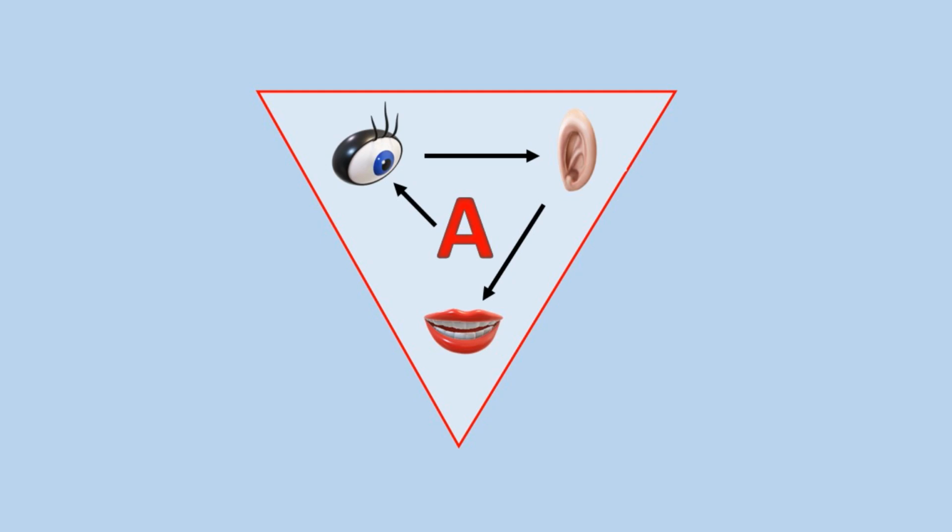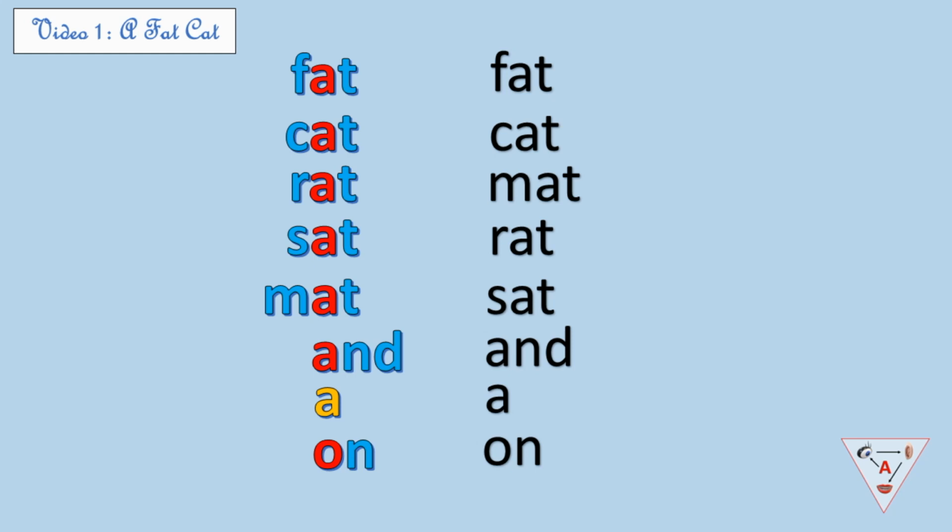In the last video, we learned to read and spell words that use the letter A to make the sound ah. Words like fat, cat, rat, sat, and mat. We also learned to read the word on, which uses the letter O to make the sound ah. In this video, we'll learn more words that use the letter O to make that sound.